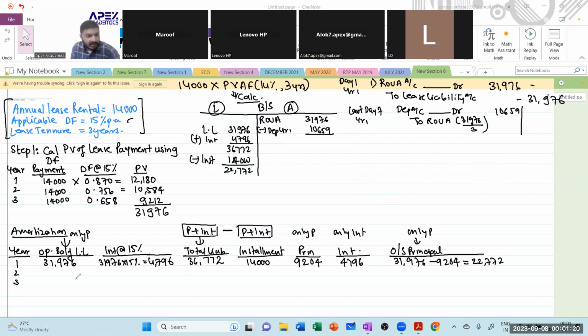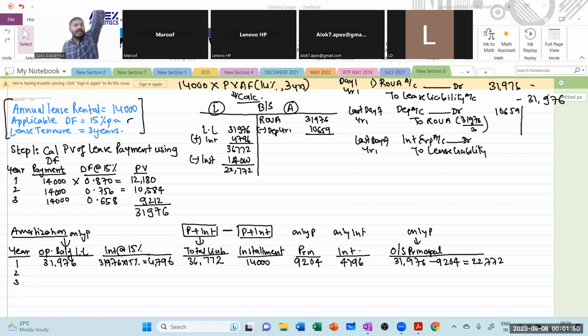Correct? Second year. Haripriya, what is the opening balance of lease liability? 22,772. Have I completed the accounting, Haripriya? No. Pushkar, pass the entry. Okay, last day of year 1. Haripriya, what entry will I pass now? Interest expense account debit, to lease liability. Very good. To what?